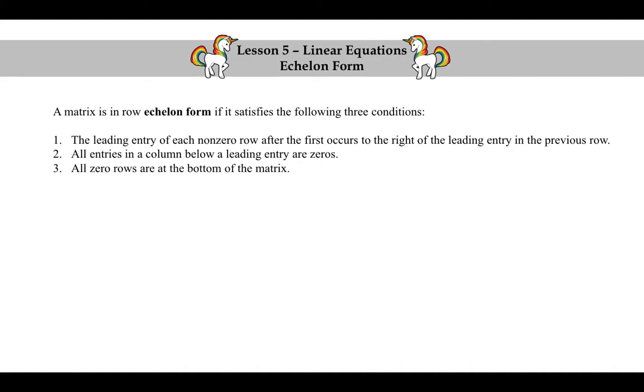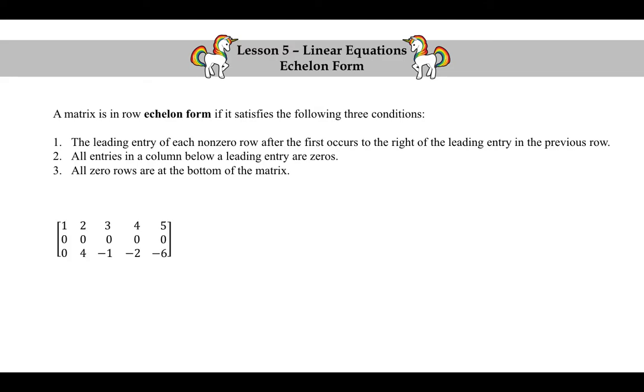The third condition is that all 0 rows are at the bottom of the matrix. So here's an example of a matrix with a row of zeros. You can see that the second row is all 0. This violates condition 3 of the definition for being in row echelon form, and therefore this matrix is not in row echelon form. But we could fix this pretty easily by interchanging the second and third rows. We now get a matrix which is in row echelon form. The first one is not, the second one is.